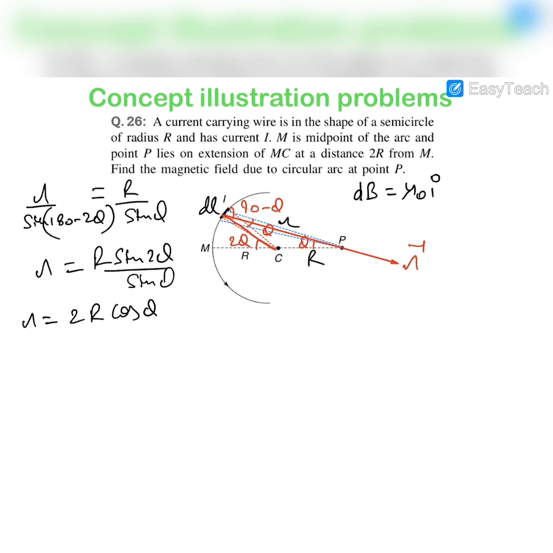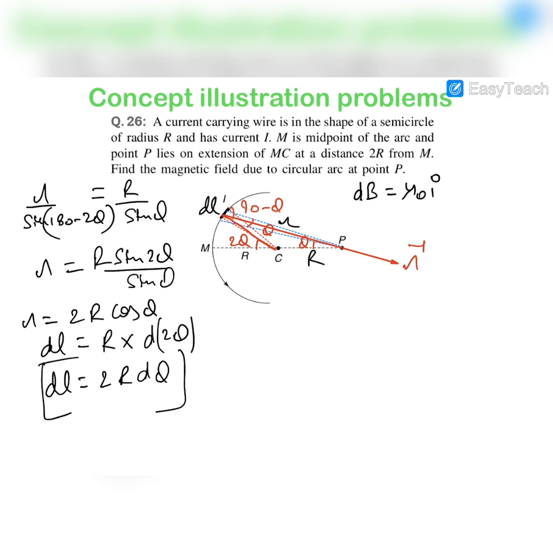dl, small dl, will be equal to R, dl will be equal to capital R into d of 2 theta. Okay, so this angle is 2 theta, so it will be d of 2 theta. So dl will be equal to 2R d theta. Okay, now what we should do, we should write down the value of dB.